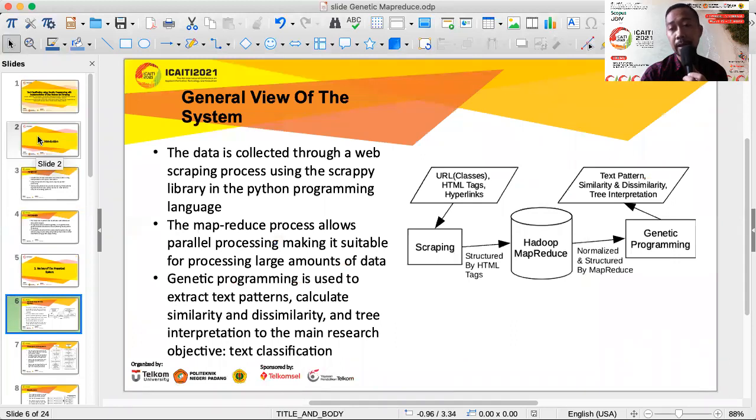The general view of the system is shown on the right side, where data is collected through a web scraping process using the Scrapy library in the Python programming language. The MapReduce process allows parallel processing, making it suitable for processing large amounts of data. Genetic programming is used to extract text patterns, calculate similarity and dissimilarity, and through interpretation reach the main research objective, which is text classification. So the flow is shown below.